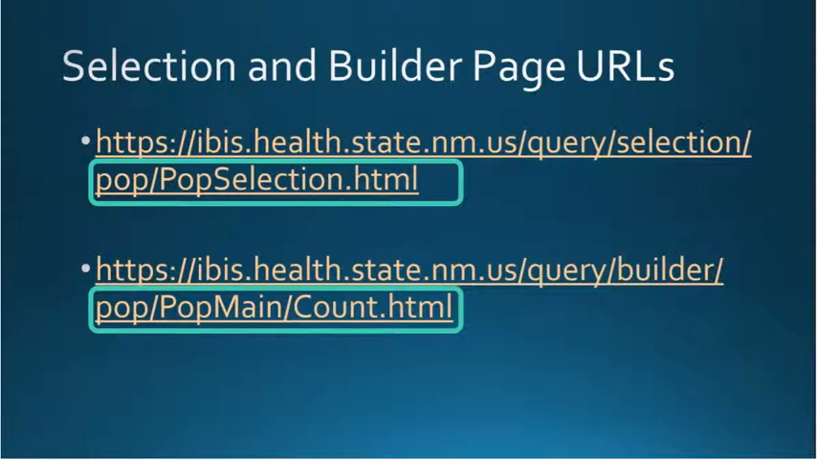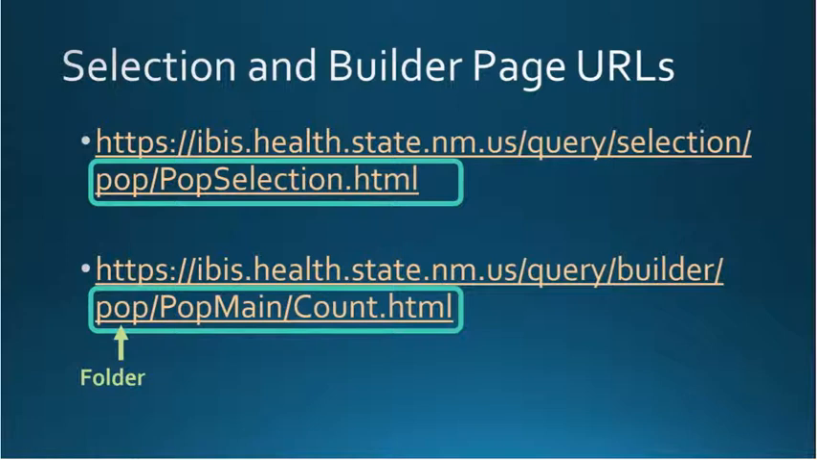Because of the query/selection and query/builder URL patterns, IBIS already knows that the XML file will be in the XML query module folder. In both these examples, the next segment, POP, tells IBIS that the XML file is in the POP subfolder. The next segment, POP selection in the first example, tells IBIS to use the POP selection XML to create the selection page. This is a file type we refer to as a selection XML file. To create this HTML page, IBIS doesn't need to know anything more.